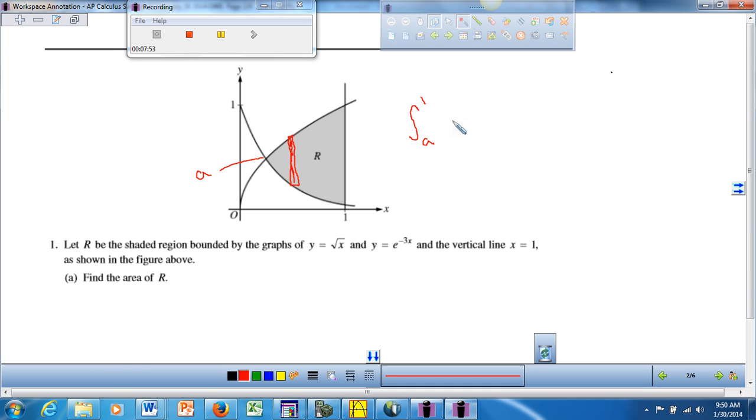The top function, which is square root of x, minus the bottom function, e to the negative 3x, and then we have dx. I am telling you, this was on a calculator active portion. The integral is done. What's the only thing you need to find before we can continue? We need to find A. You have a calculator. Find your A, set up your integral, and solve.